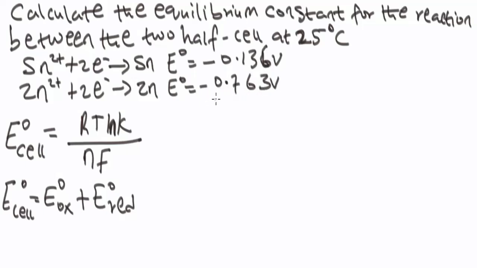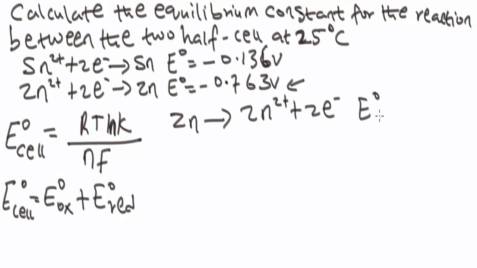So we're going to reverse this reaction and use it as the oxidation half reaction. So if we do it, it's going to give us zinc decomposed to give zinc ion plus 2 electrons. So the electrode potential value will change to plus 0.763 volts. Alright, so now we can find the cell potential.